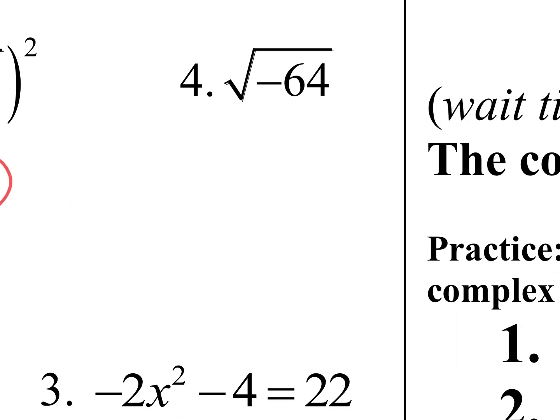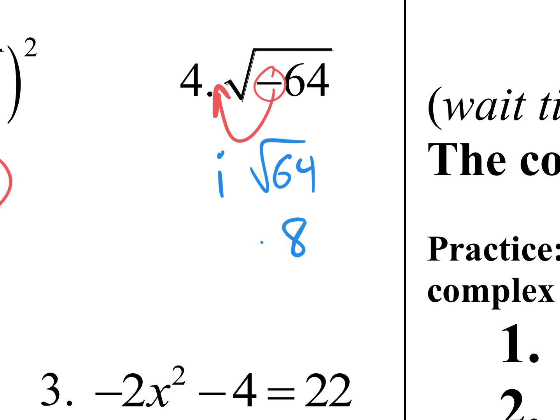Negative 8? What do we say about the square root of negative 1? Oh, yeah. It becomes an i. So you have the square root of 64. What's the square root of 64? 8. 8 times i? 8i.